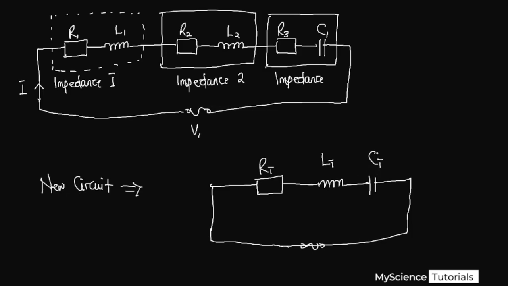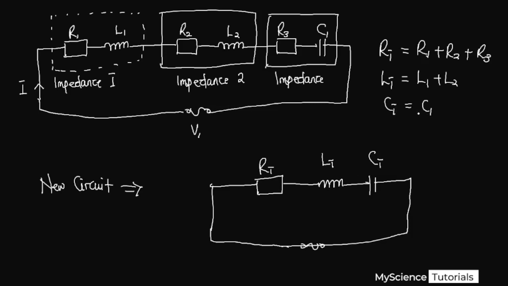Now note that our RT, which is the total resistance, is equal to R1 from the first impedance, plus R2, the resistance in impedance 2, plus R3. So our R total is R1 plus R2 plus R3. Our total inductance, LT, is equal to L1 plus L2. And then our C total in this example is just equal to C1, since we only have one capacitor.